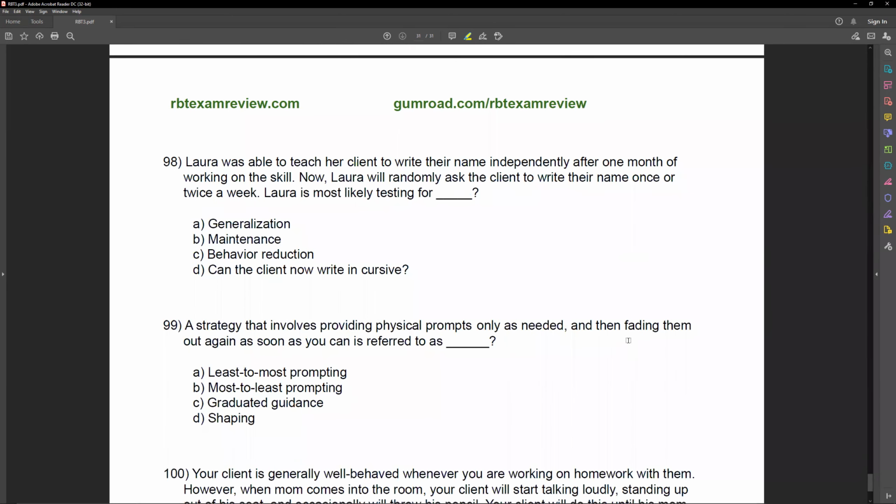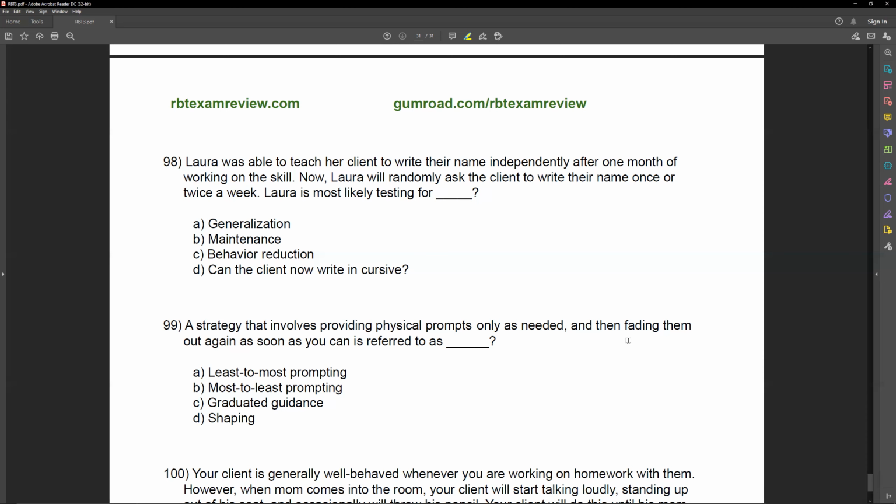98, Laura was able to teach her client to write their name independently after 1 month of working on the skill. Now, Laura will randomly ask the client to write their name once or twice a week. Laura is most likely testing for what? Okay, so first part of this scenario is a teaching environment, teaching her client to write their name independently, okay? They succeed, skill is taught, right? So now they're no longer explicitly working on this skill. Now she's just randomly probing or asking the client occasionally, hey, can you write your name?